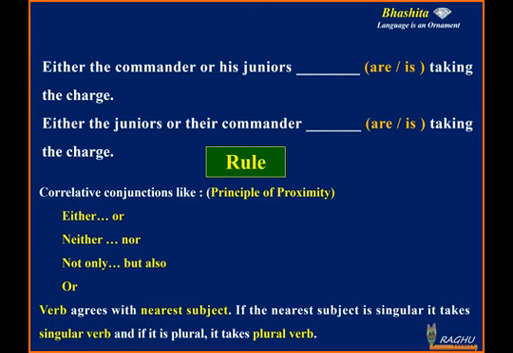So in the first sentence, juniors is a plural, so it will take plural verb form 'are'. But in the second sentence, commander is a singular noun, it will take singular verb. So hope you understand the rule of principle of proximity. Okay, shall we move on to the next rule, my dear students?